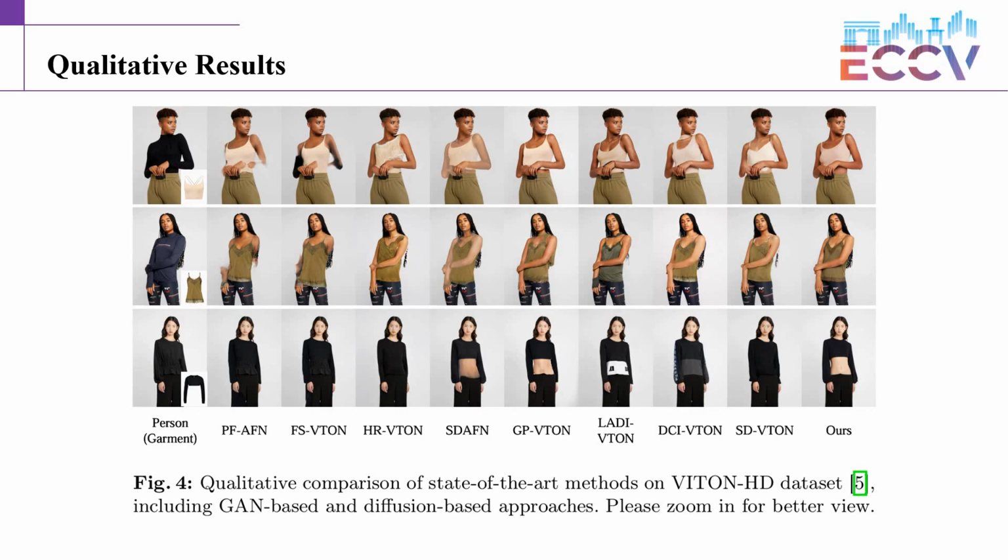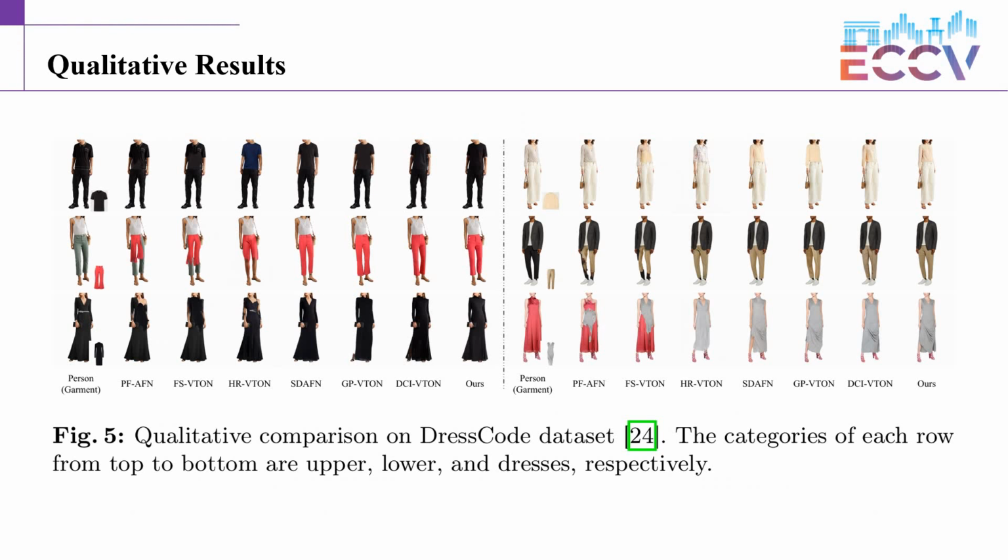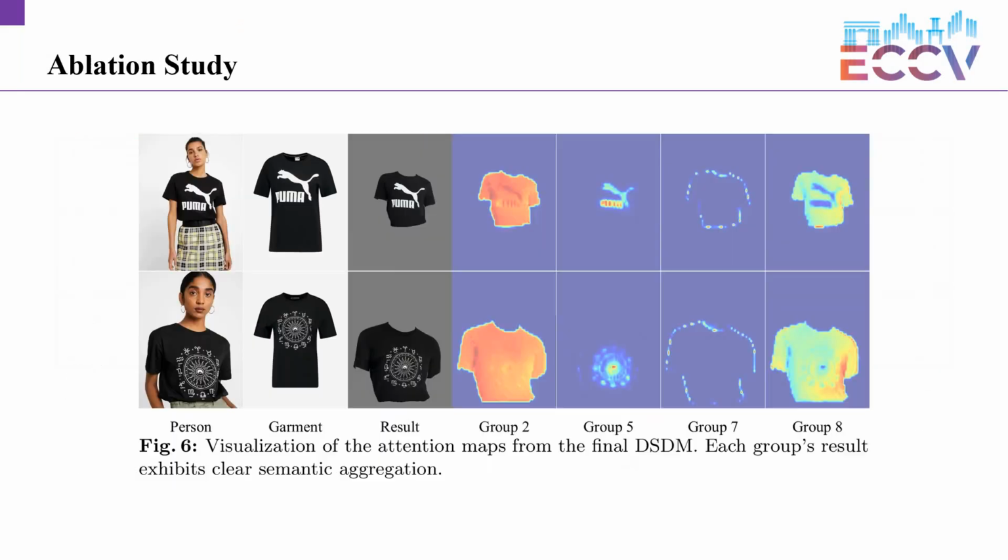D4-VTON applies multiple local flows using dynamic semantics disentangling, leading to more accurate warped results. Additionally, the DITP design helps reduce the gap between incomplete and complete latents, easing the challenge of restoring multiple degradations. This results in more realistic and garment-consistent try-on outcomes. The following figure presents the results on the Dress Code dataset, with categories arranged from top to bottom as upper body, lower body, and dresses.